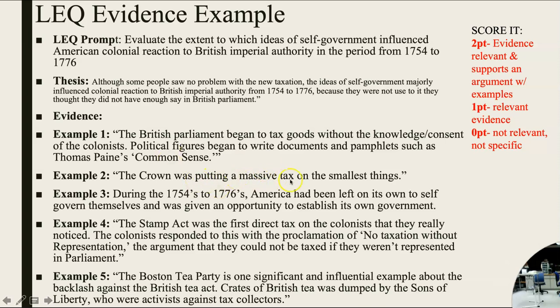The Crown was putting a massive tax on the smallest things. 0 points, right? There's no evidence there. Which Crown? What tax? What things? Nothing specific in there. They do not get that point.